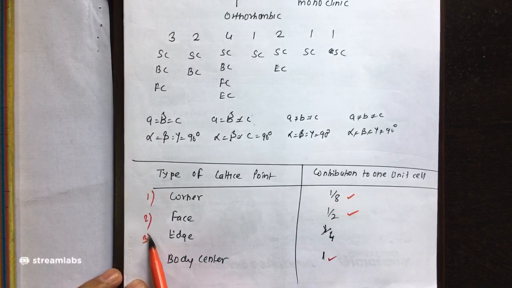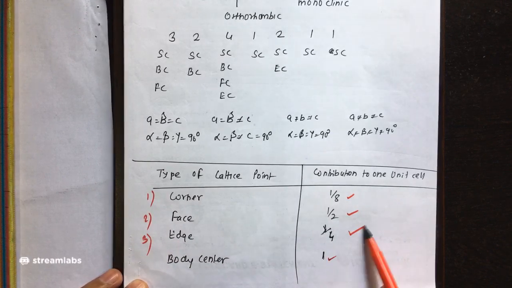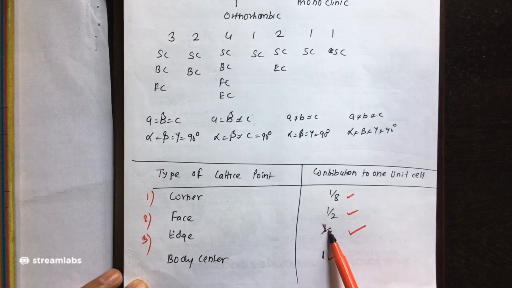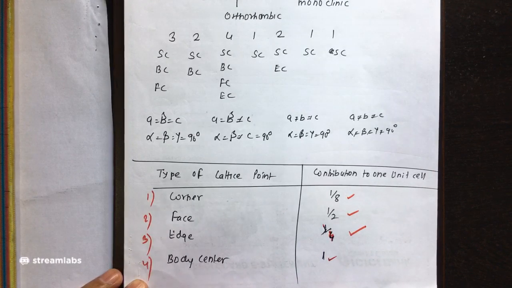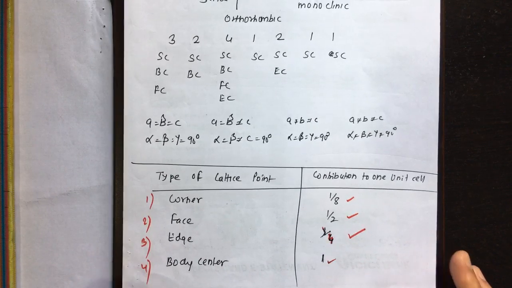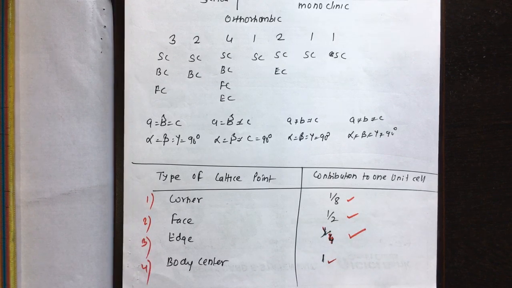If you talk about the edge, the contribution is 1 by 4. And fourth is the body center, where the entire contribution of the atom present in the body will be taken up. This is very important for the calculations, for questions where atoms are present in the corners, and they are also present in the faces.